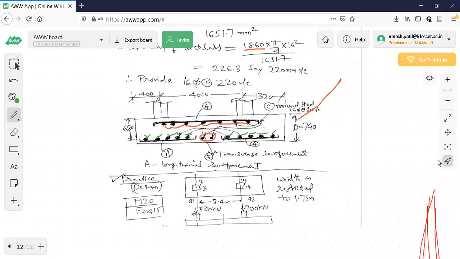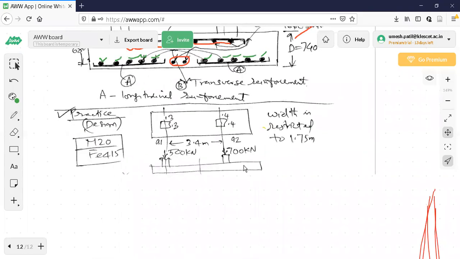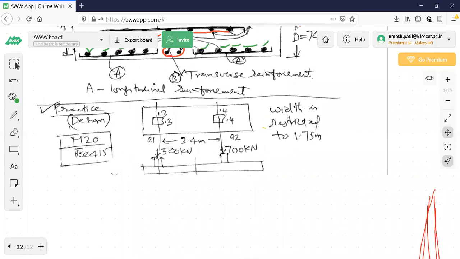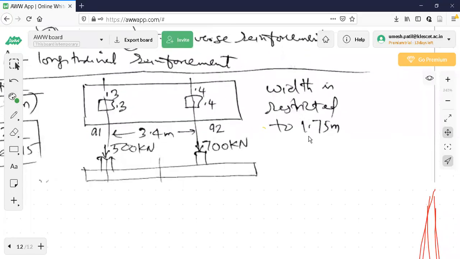So this is a practice problem here. Later I'll give. This is the practice problem. Only 3 minutes are left. M20, Fe415, 500, 700, 3.4 is given. Here width is restricted. Width is already fixed. A1 and A2 are not given. Okay. Directly width is given. In the previous problem, A1 was given, width was not given.